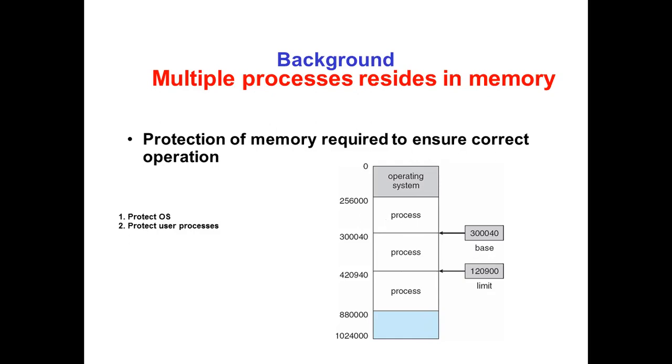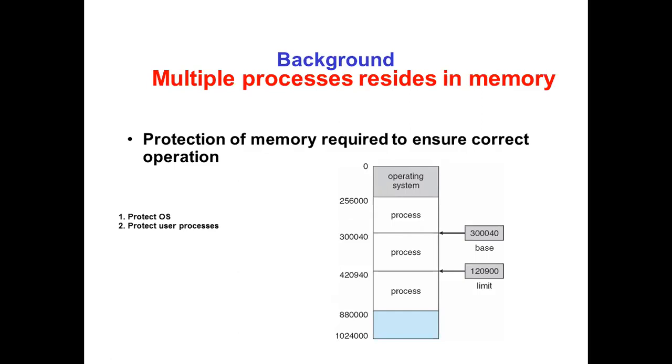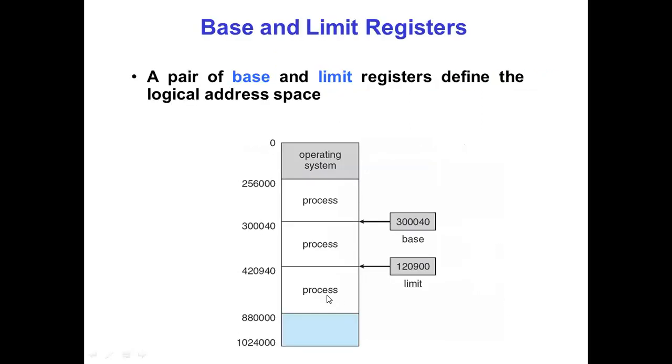Now we can see what the base and limit registers are. So there are two types of registers here, the base and the limit registers. So this is the address for the limit and base registers. Here you can see this and this. Now a pair of base and limit registers defines the logical address. So on the basis of the base and the limit register, we can define the logical address.